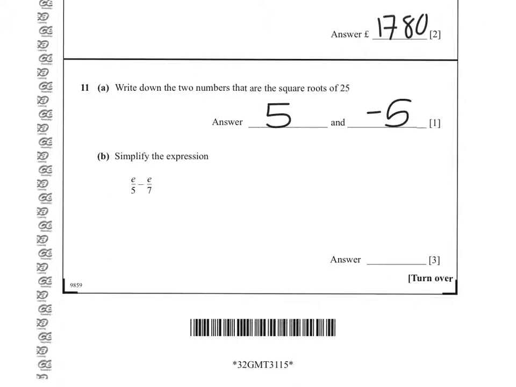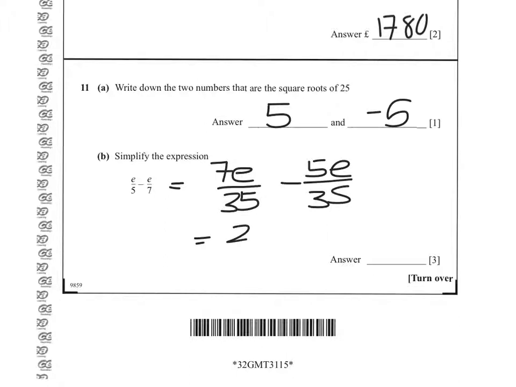When dealing with fractions, we need a common denominator, and the common denominator is going to be 35. So we need 7 35ths to make 1/5, and we need 5 35ths to make 1/7. 7 take away 5 is 2.